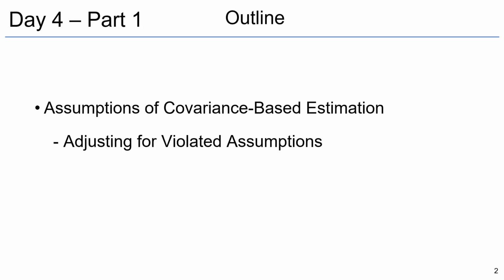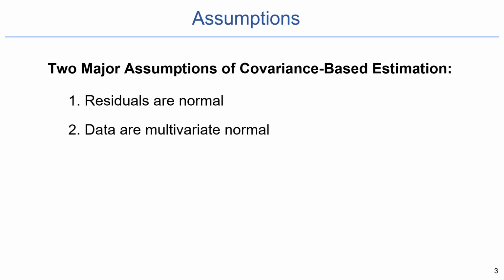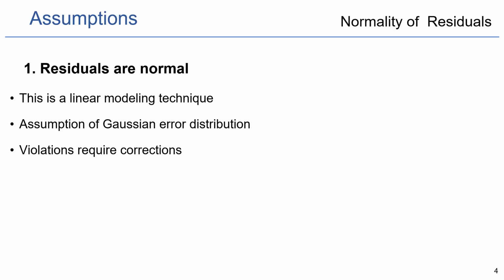And today we will talk about the assumptions of covariance-based estimation and how we adjust if these assumptions are violated. The major assumptions are that the residuals are normally distributed and that the data are multivariate normal. But these are two major assumptions, and there are a few other assumptions which we also will discuss today. And the first assumption is the normality of the residuals.